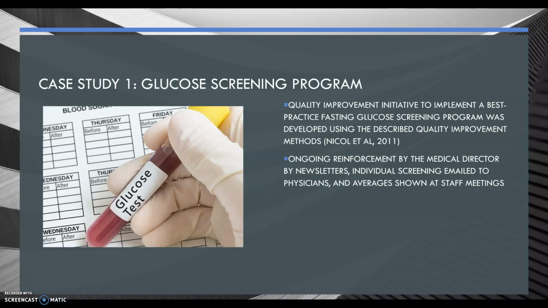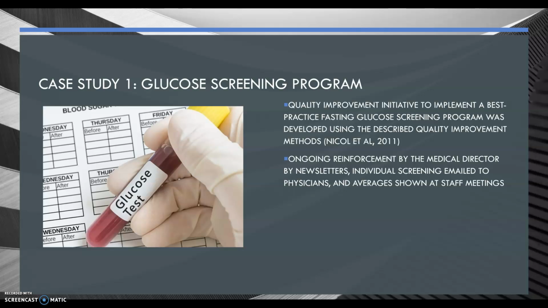There was a case study for a glucose screening program. A Quality Improvement Initiative to implement best practice fasting glucose screening was developed using this type of theory. Ongoing reinforcement by the medical director was used in the form of newsletters, individual screenings emailed out to the primary physicians for these patients, and the averages shown at staff meetings to see how those patients were improving.